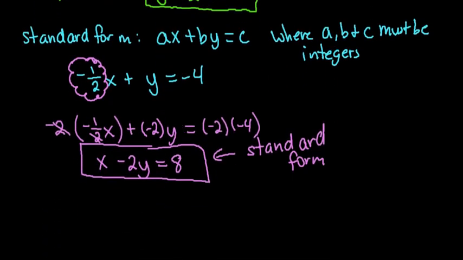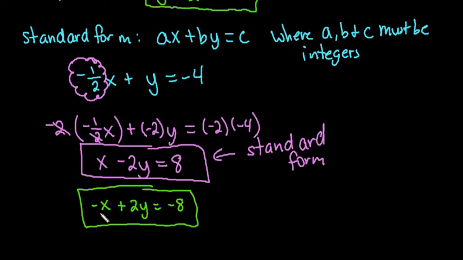Sometimes with standard form, like I said, had I not multiplied by -2 and instead multiplied by just 2, I would have had negative x plus 2y equals -8. This would also be an acceptable answer for standard form. So if you have a multiple choice test or something, they could put it in either one of these forms and both of them would be acceptable.